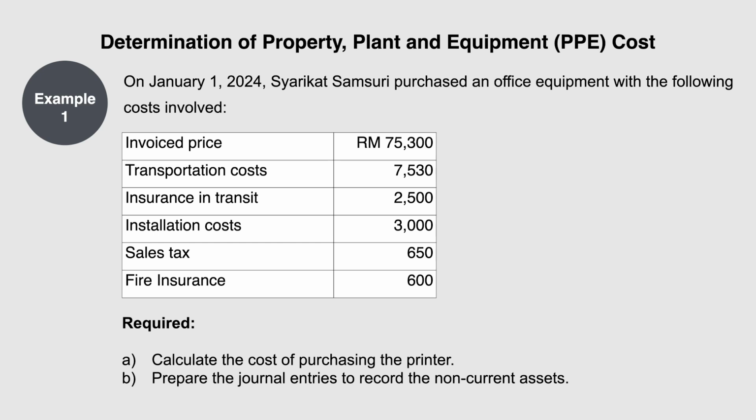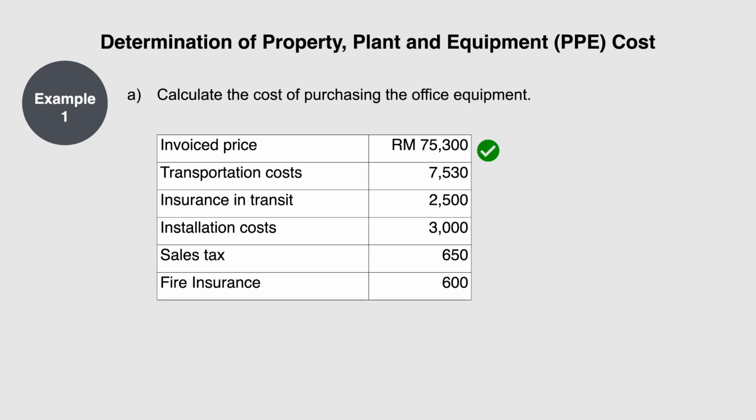So, as you can see here, the first thing is the invoice price. This is definitely included into the PPE, into the office equipment account, and the related expenses including transportation, insurance, installation, and sales tax. But fire insurance is not included into the office equipment value because it is considered revenue expenditure. If we don't pay the fire insurance, we still can have the office equipment in our business.